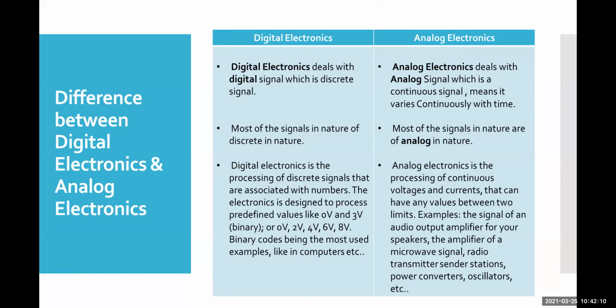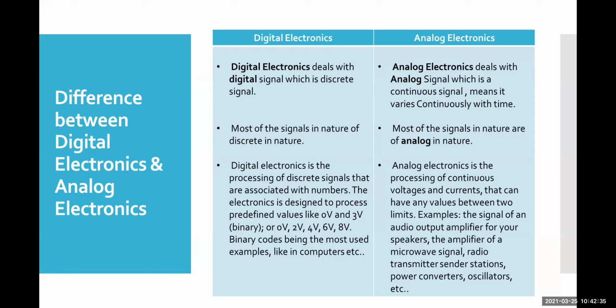So binary codes are the most used example, like in computer systems. Generally whenever you are pressing a key on your keyboard, the keyboard gives an ASCII value. So the ASCII value will be converted into hex or binary. Suppose that ASCII is converted into hex, we can convert the hex into binary, and the CPU will understand the binary value, and the binary value will be transferred to the display.